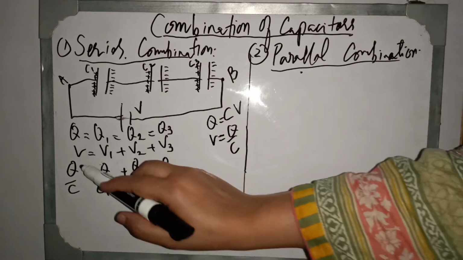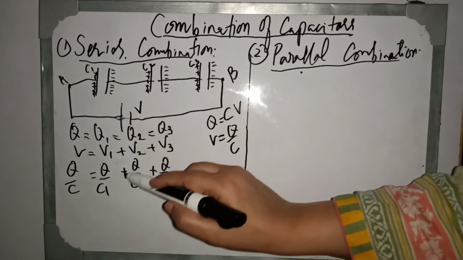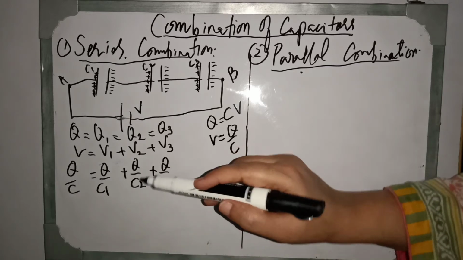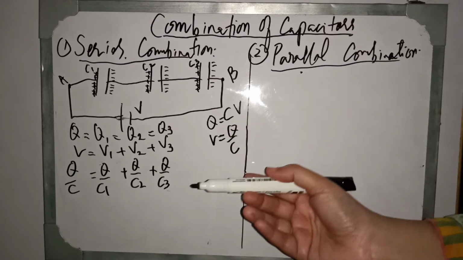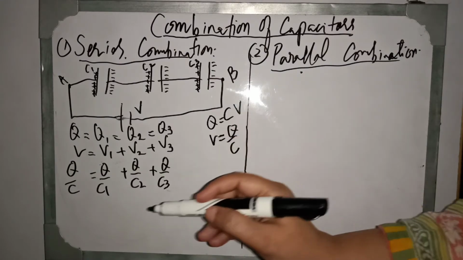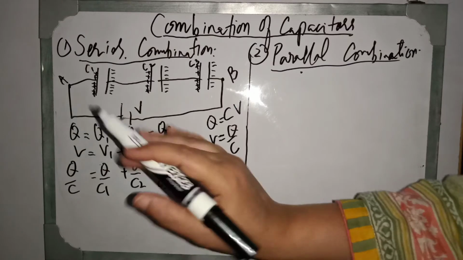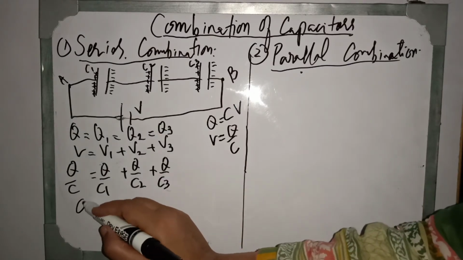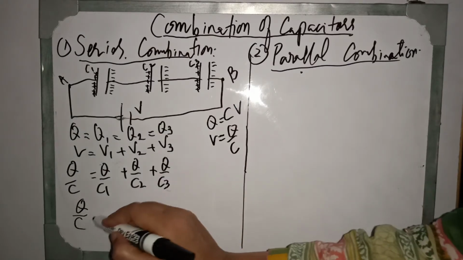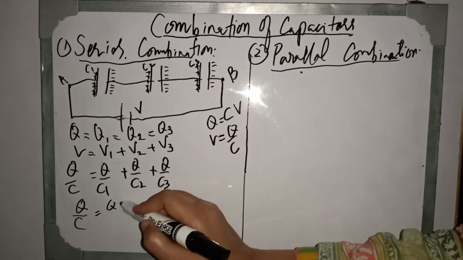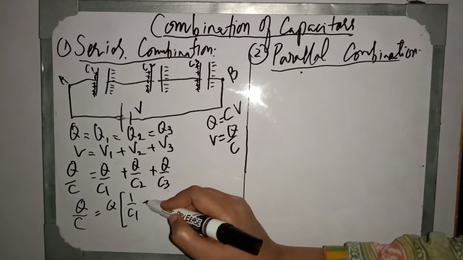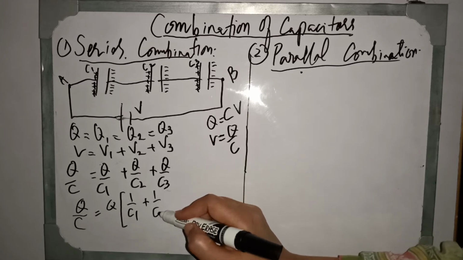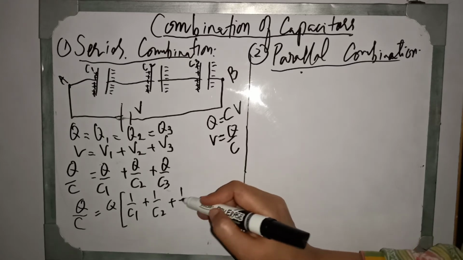So Q over C equals Q over C1 plus Q over C2 plus Q over C3. All the Q's are the same on both sides. So Q can be taken as common and then by dividing by Q it can be cancelled. So all Q's will be cancelled. We get 1 over C equals 1 over C1 plus 1 over C2 plus 1 over C3.